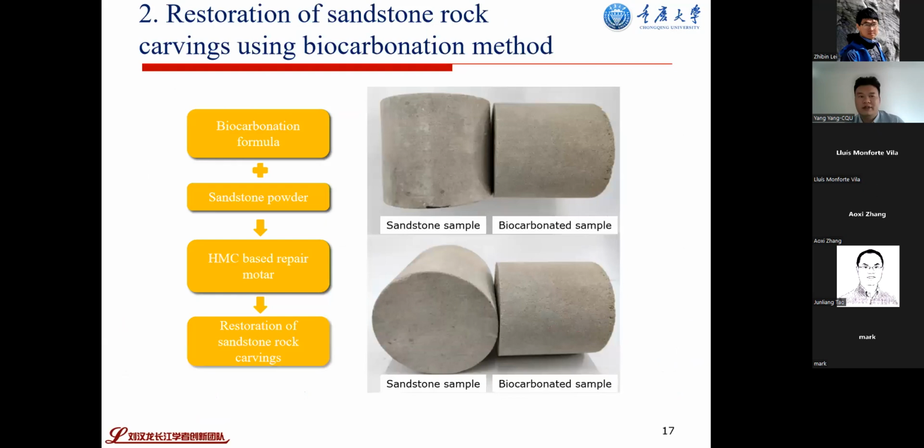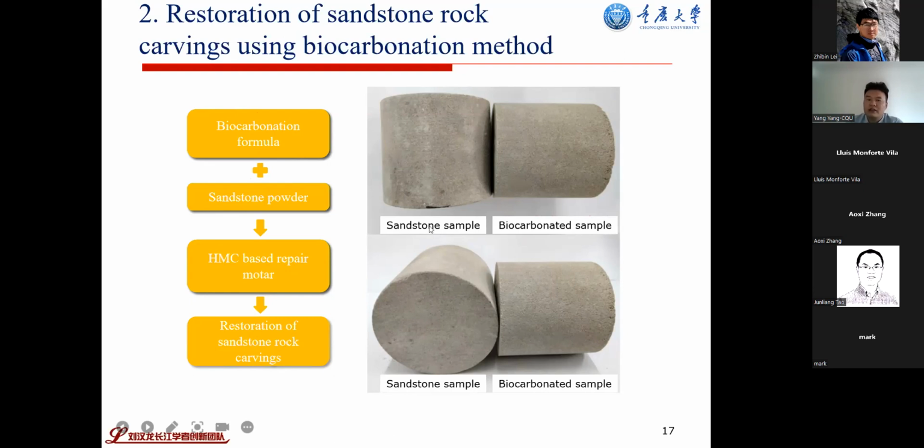Now I move to my study: the restoration of sandstone rock carving using the biocarbonation method. First, we get the biocarbonation formula from the previous study, plus sandstone powder. First we take the sandstone and crush it into powder. Then we mix my formula, with urea, bacteria and reactive magnesia, plus the sandstone powder. Then we form another sample and use this to generate what we call repair mortar. Then we do the restoration.